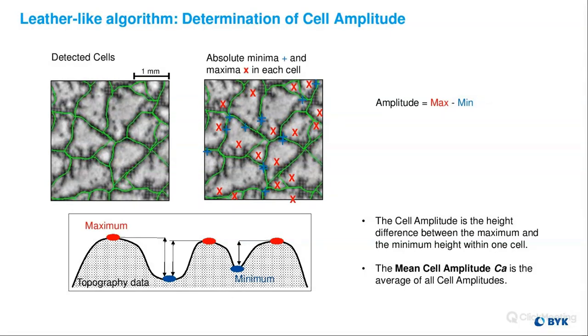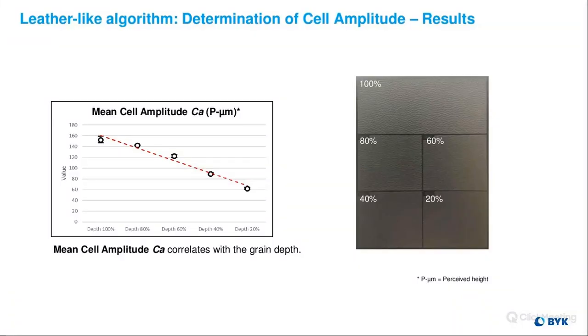And then if we average over all the cell amplitudes in that measurement area, we can get the mean cell amplitude, so our average cell height. With this, we can then go back to that initial master plaque and correlate our visual perception to what our measured values are. And so we see with our 100% grain depth, we have a CA value of around 150. And as we go through all of them, we eventually get to 20%, which seems to have the most shallow appearance. And we see that at that point, our CA value is around 60.